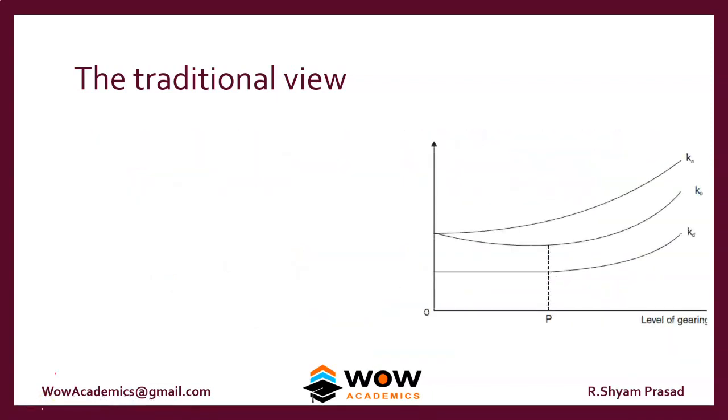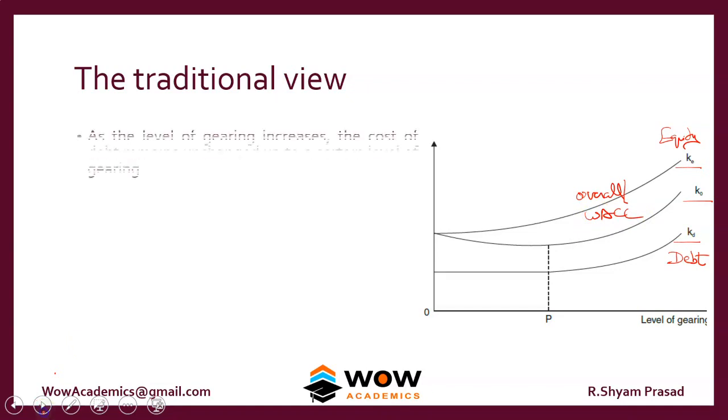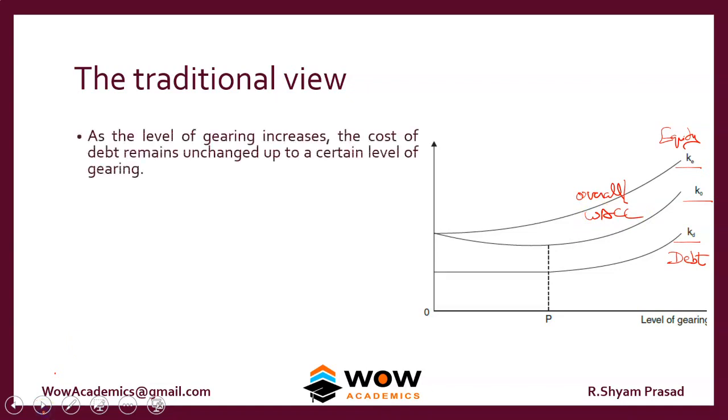So this is another chart regarding the traditional view. So here we have KE, KO and KD. KD refers to cost of debt, KE refers to the cost of equity, and K0 refers to overall cost. Okay, overall cost or the WACC. So that's what it is indicating. So we'll move on to the assumptions of this theory.